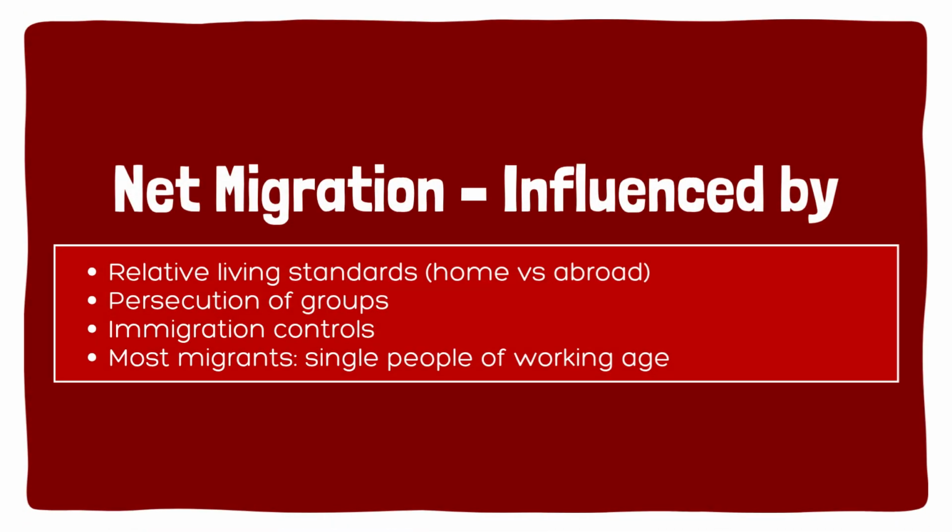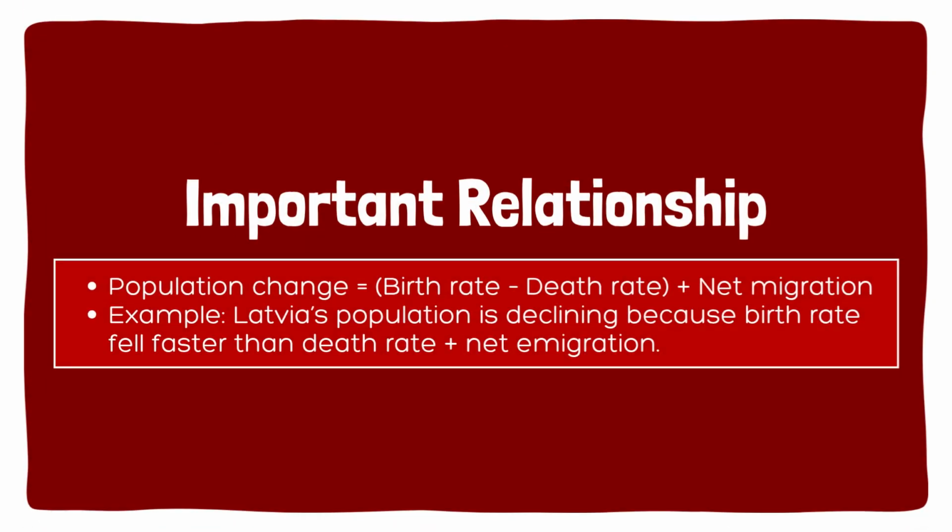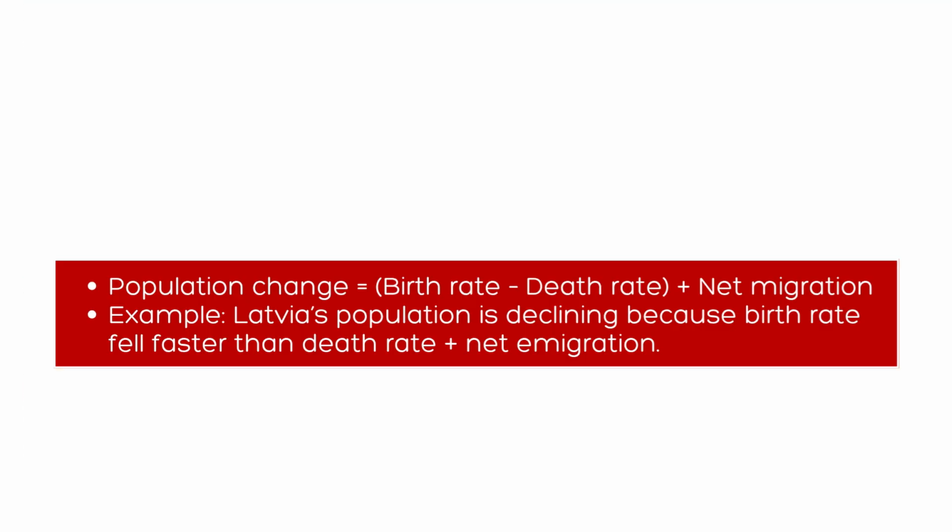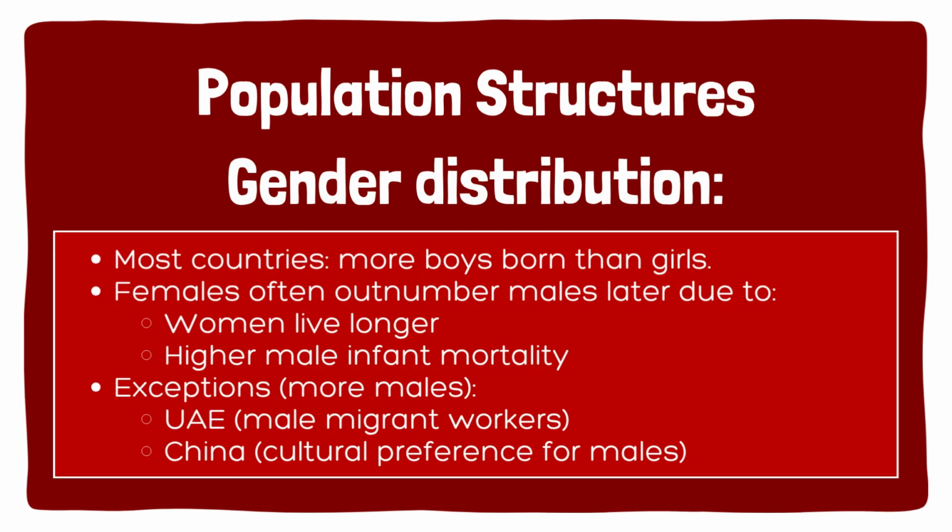Migration patterns are influenced by differences in living standards, political stability, and government restrictions. People are more likely to emigrate if opportunities are better abroad or if they face persecution at home. Most migrants are young adults seeking employment. It is important to understand that population size depends on the combined effect of birth rates, death rates, and migration. For example, even if death rates fall, a country's population may still decline if birth rates fall faster or if many people emigrate. The structure of a population is also significant.